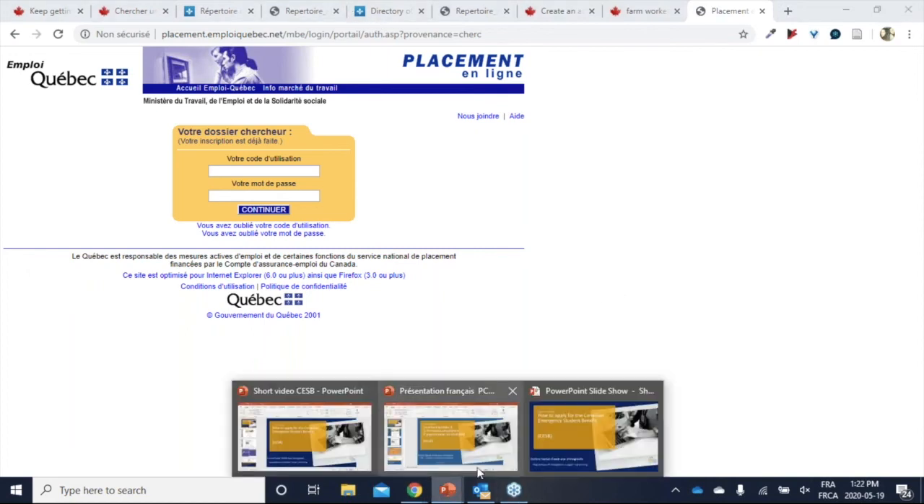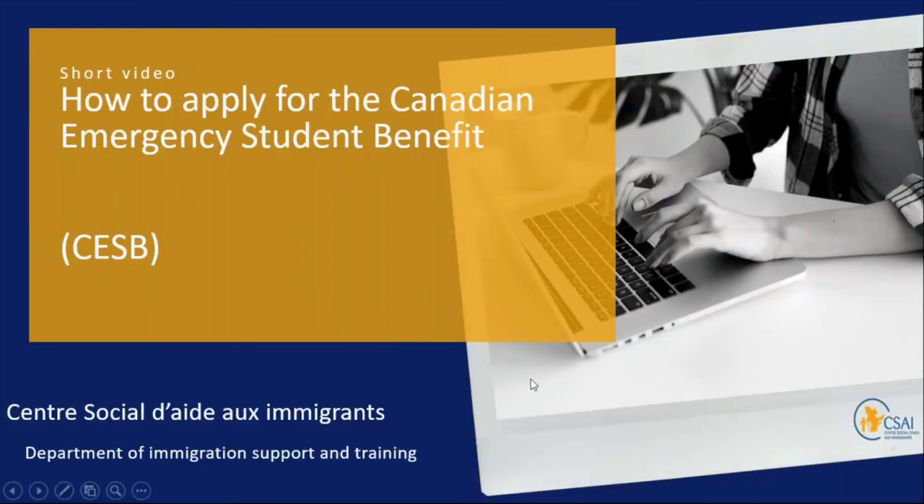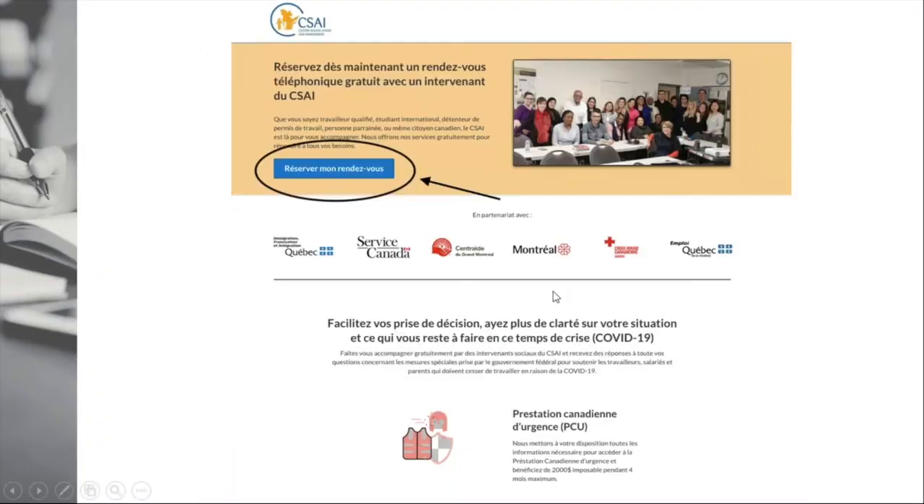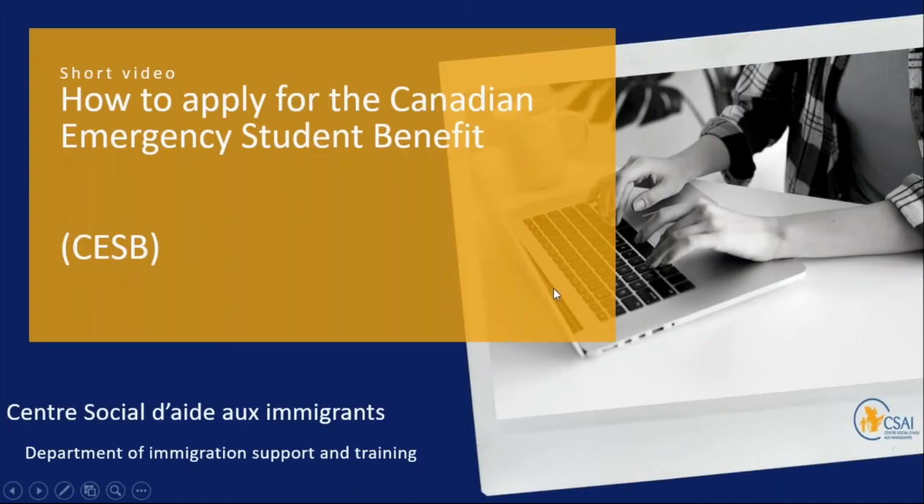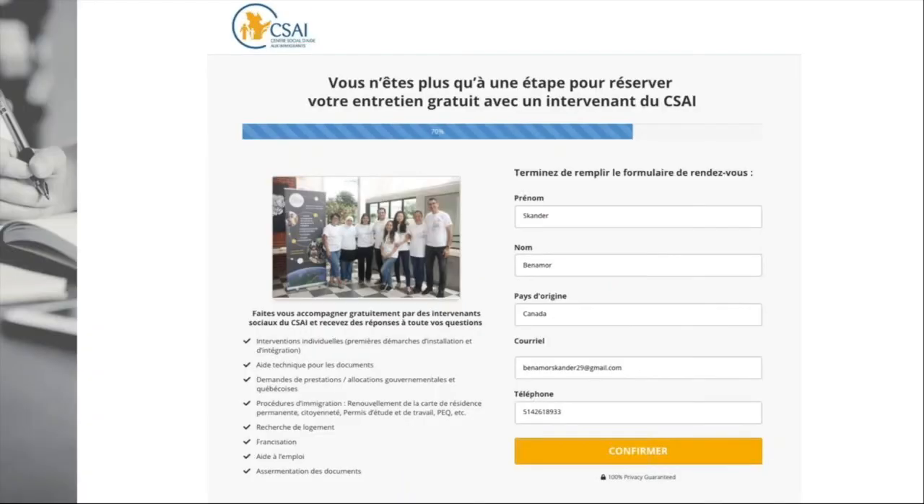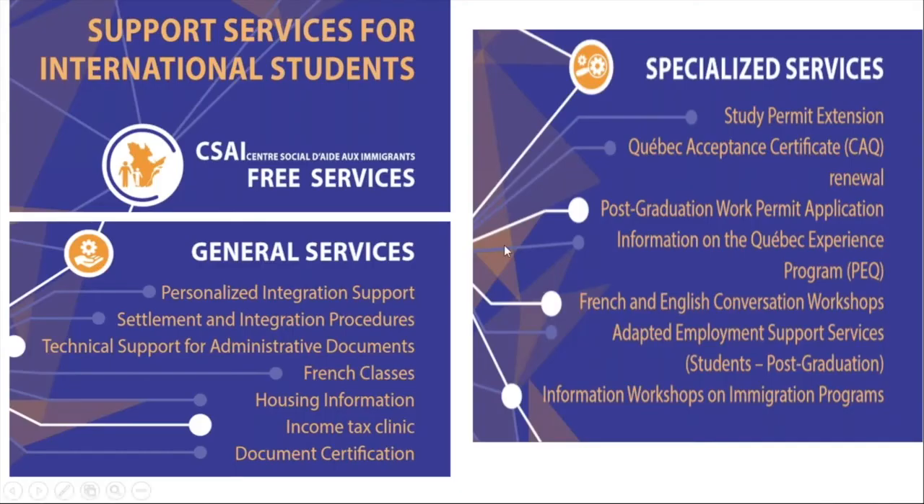So I hope that we've answered all your questions today. Like we mentioned earlier, it's unfortunate that international students don't have access to the Canadian Emergency Student Benefit. But the Social Centre for Immigrants, the CSIE, does offer a wide range of services for these students. In terms of general services, we have personalized integration support, settlement and integration procedures, technical support for administrative documents, French classes, housing information, income tax clinic, document certification.